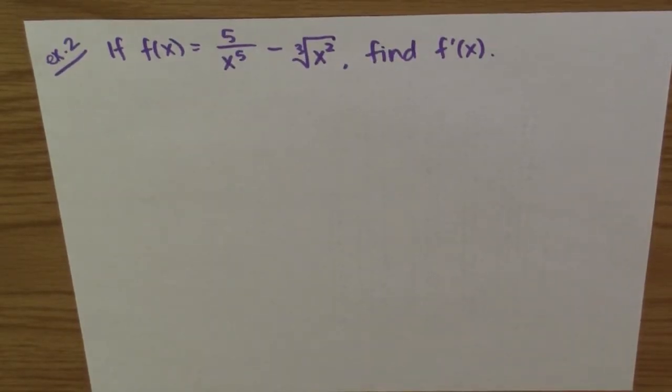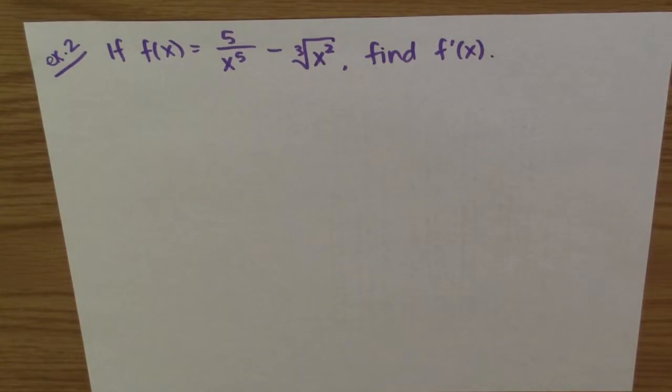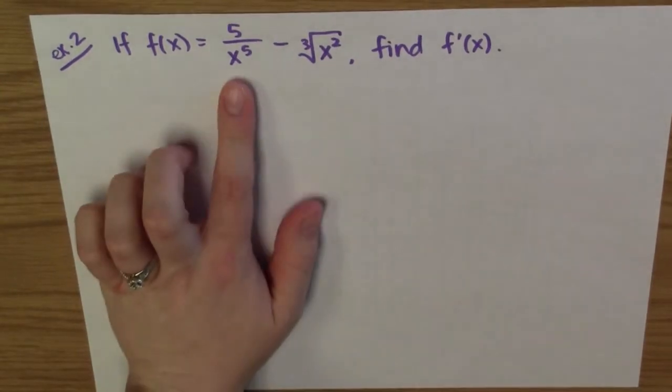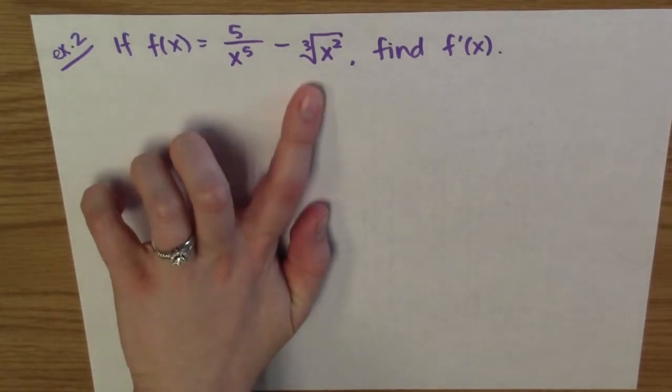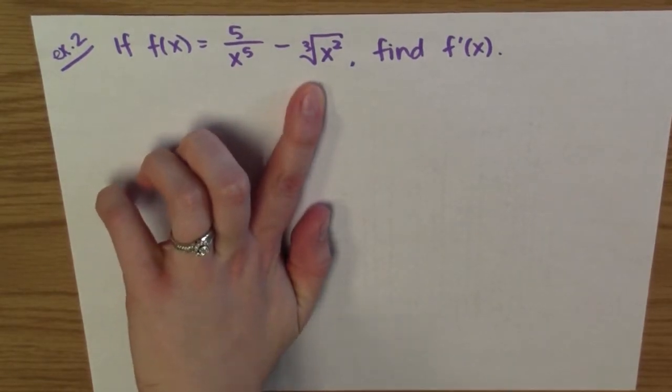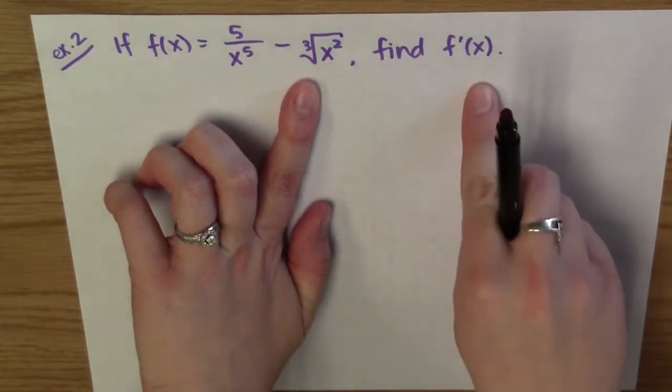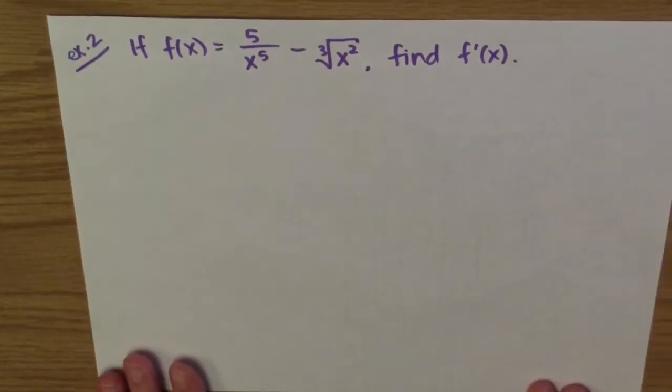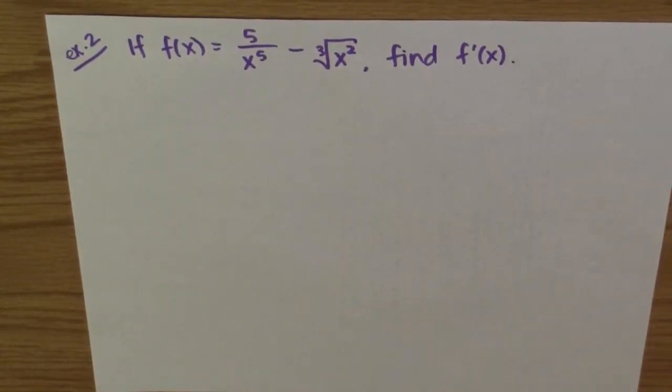Here's our second example of more complicated uses of the power rule. This time I'm given f of x equals 5 divided by x to the 5th minus the third root of x squared. Again, I want to find the derivative of this function, and I want to use the power rule. So first I want to rewrite this function so that it looks like a whole bunch of powers of x with maybe some coefficients on them. Again, that's hopefully not too hard in this case.